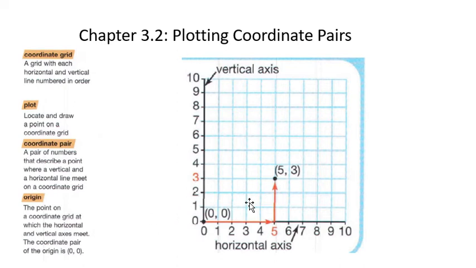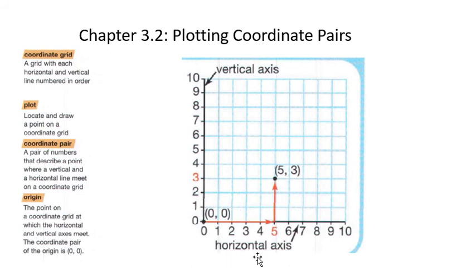The two different axes can be different. So this axis can go up by 1s, and this axis can go up by 2s, or this axis can go up by 5s, and this axis can go up by 3s. That's allowed. Each individual axis must go up by the same number.